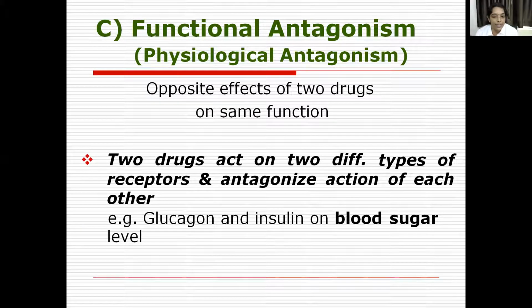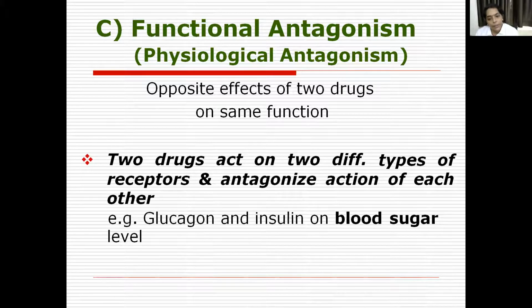You can understand this better with the help of an example. Glucagon and insulin on blood sugar level. The common physiological system here is blood sugar level. Now, what is glucagon doing? It increases the blood sugar level. Insulin decreases the blood sugar level. But they act on different receptors as agonists. They are agonists at that particular receptor. So glucagon and insulin act on different receptors as agonists, but they counterbalance their effect. That is, they maintain a normal blood sugar level. They don't allow it to increase or decrease. So there is a range of blood sugar level which has to be maintained in the body, and that is done by both glucagon and insulin.